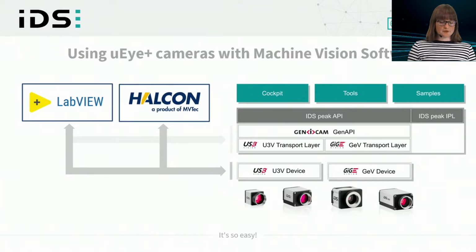The principle of vision-compliant cameras is that they carry all their properties and features with them. So you can use them right away in applications like Halcon or LabVIEW, because these software packages provide a vision interface and you can access these cameras directly. There's also much more software like that on the market, but let's take Halcon and LabVIEW as an example.